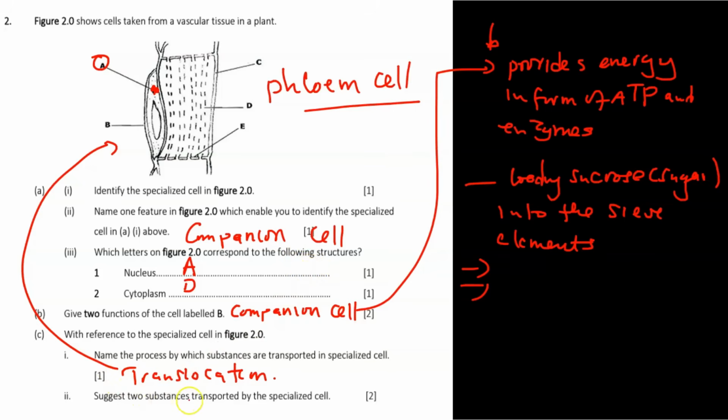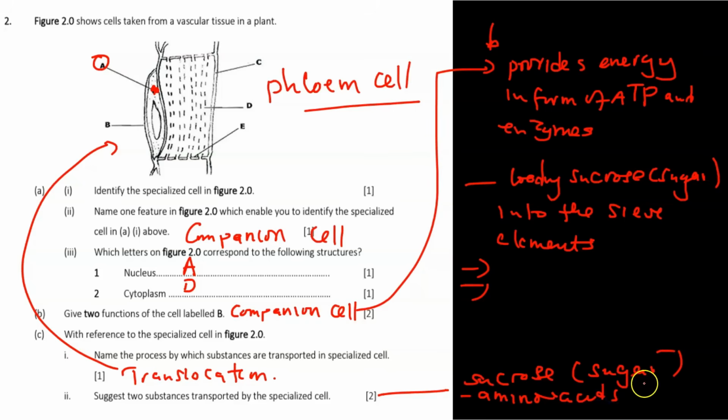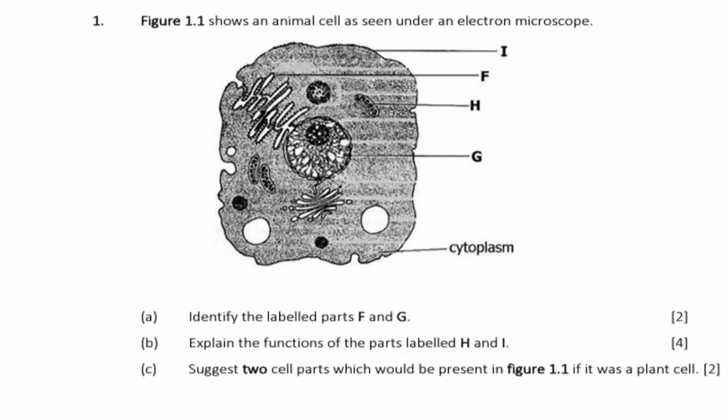Suggest the two substances transported by the specialized cells. What are the two substances transported by the specialized cells? So we have one, sucrose or sugar, then also amino acids. So these are some of the substances that we can say are transported by the specialized cell, that is the phloem cell. So next time you find the question, I hope you won't forget. All right, up to the next question.